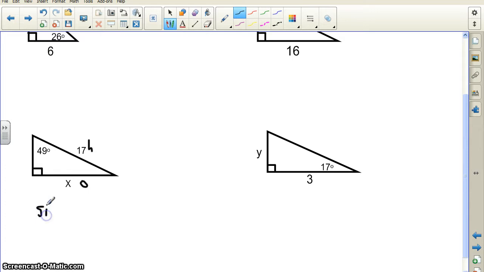So it's going to be sine of our angle, so 49. There you go, sine of 49 equals our opposite x over our hypotenuse 17.